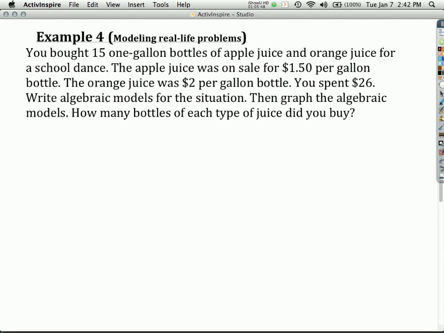So this is a classic, and I mean classic, like this type of question is used all over the country, all over the world, on every test, every quiz. This is a classic system question. There's a dead giveaway on how to know. There's 2 totals. Can someone tell me what the 2 totals are?